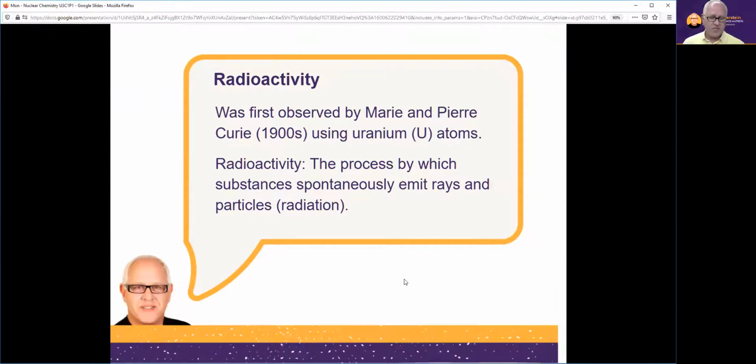All right, let's talk about radioactivity. Radioactivity was first observed by Marie and Pierre Curie in the 1900s using uranium atoms. A definition of radioactivity is the process by which substances spontaneously emit rays and particles, also known as radiation. So make sure you get that definition of radioactivity down.